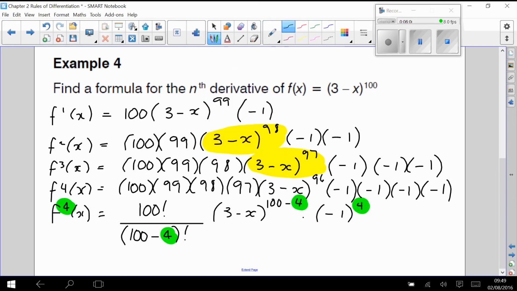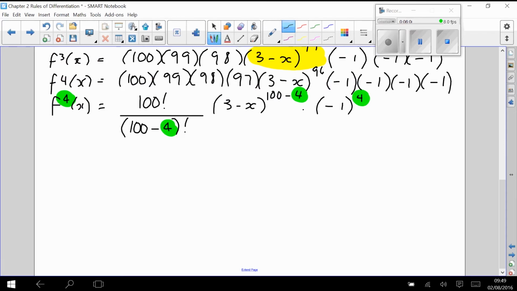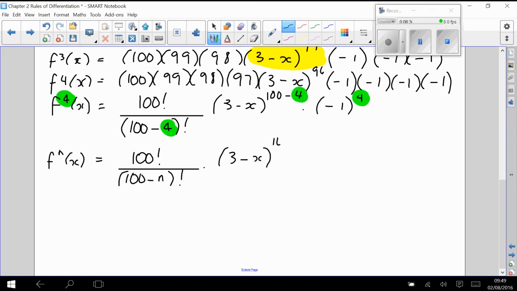Now I'm ready to write out my nth derivative. So the nth derivative, f n of x, is going to be 100 factorial all over. Remember, where I had a 4, I'm now going to write an n. So now I've got 100 minus n, all factorial. Then my bracket, 3 minus x, and that's 100 minus n, times by minus 1, all to the n. Well, that was seemingly very painless.